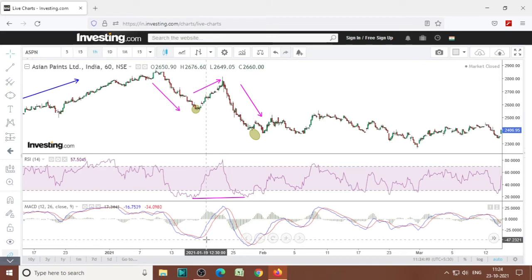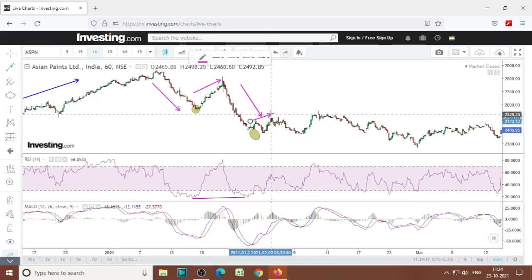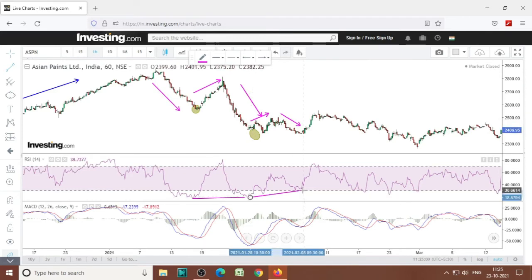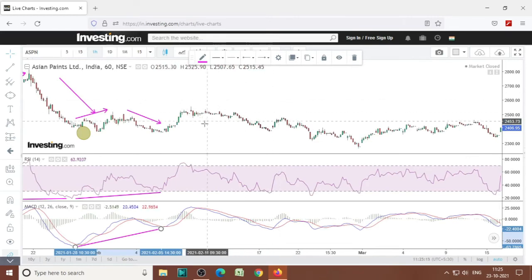Now this is the fourth wave, and there is a fifth wave. There is also a divergence on the RSI indicator, and there is also a divergence in the MACD indicator. So this is the best scenario for our setup. So we will wait for the buy signal on the MACD indicator.